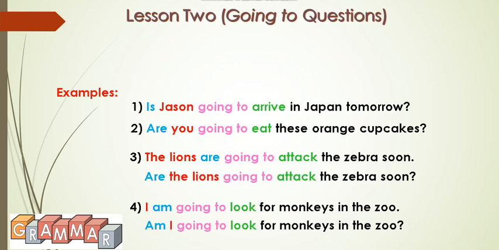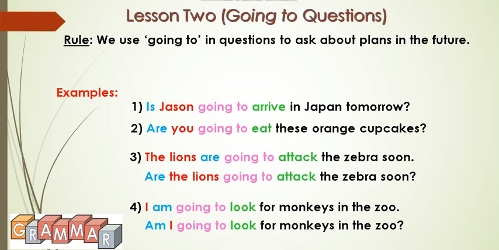Now that we have learned how we use going to in statements, we are going to look at how we use going to in questions. Let us read the rule. We use going to in questions to ask about plans in the future. Now, let's read the first example that uses going to in a question. Is Jason going to arrive in Japan tomorrow?